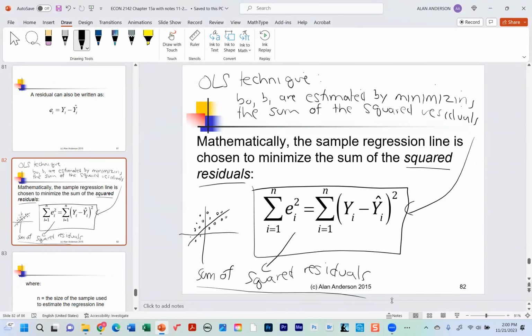This we want to be as small as possible. It'll never be perfect. It'll never be 0, but we want it to be as close as possible. And that's the formal way in which we define a regression line, at least a sample regression line.